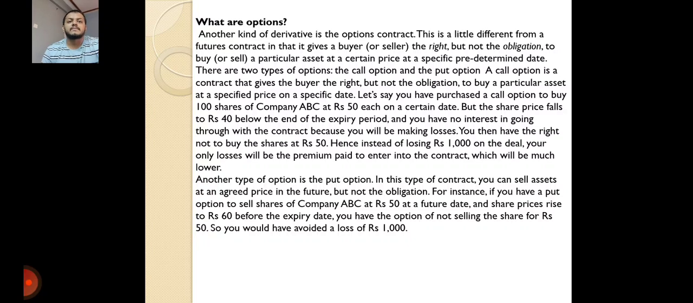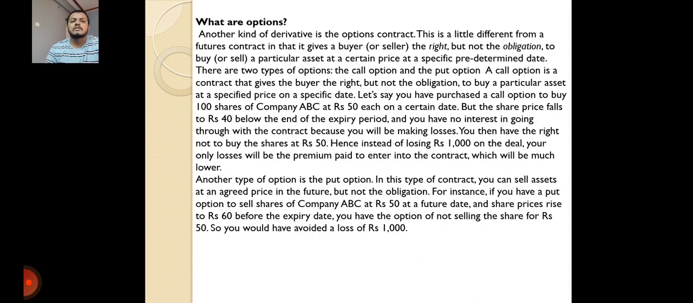What are options? Another kind of derivative is the option contract. This is a little different from the futures contract in that it gives a buyer or a seller the right, but not the obligation, to buy or sell a particular asset at a certain price on a specified predetermined date. There are two types of options, the call option and the put option. A call option is a contract that gives the buyer the right, but not the obligation, to buy a particular asset at a specified price on a specified date.